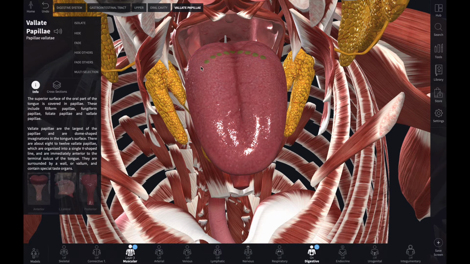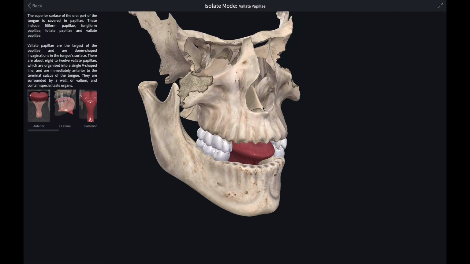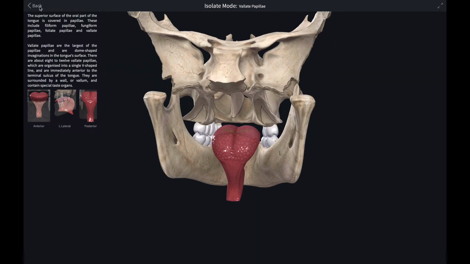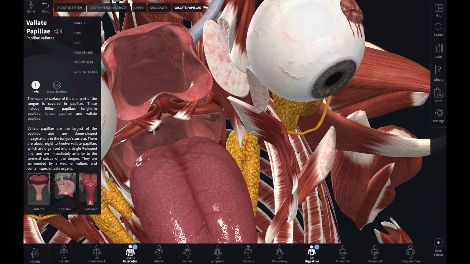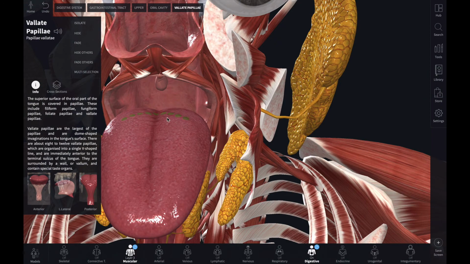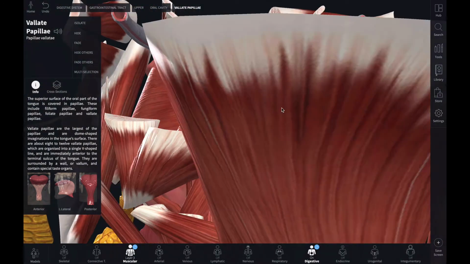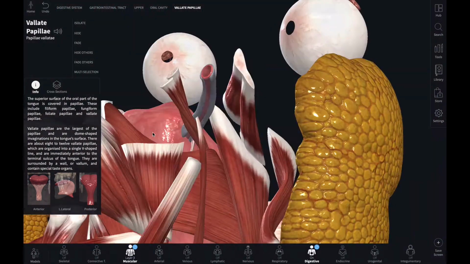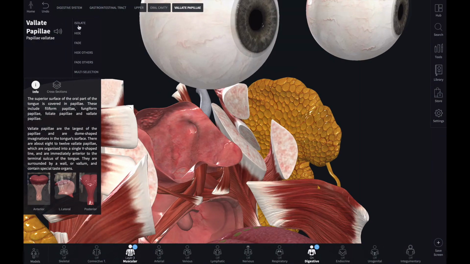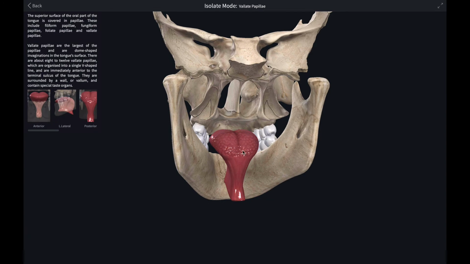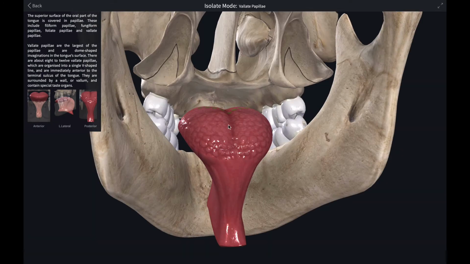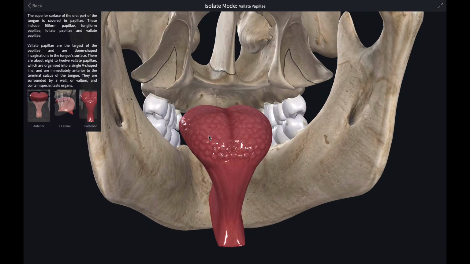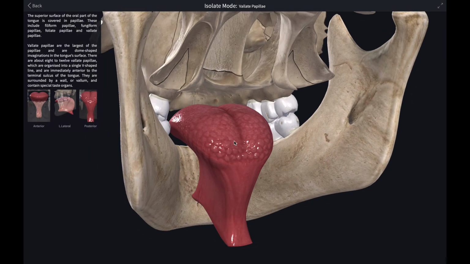circumvallate papillae. You can see this is the circumvallate papillae. And these are the lingual tonsils. If you see in the posterior aspect of the tongue, you can see these areas. These are the lingual tonsils. So these are the taste buds that detect the sense of taste.